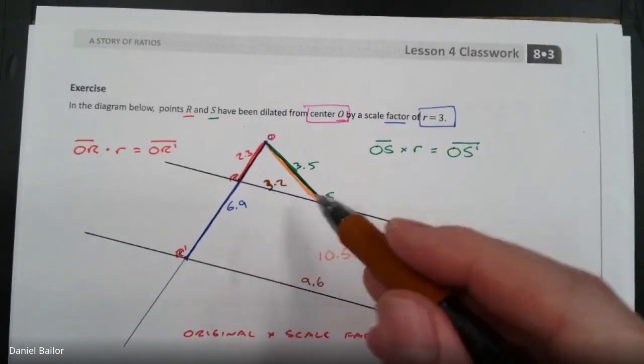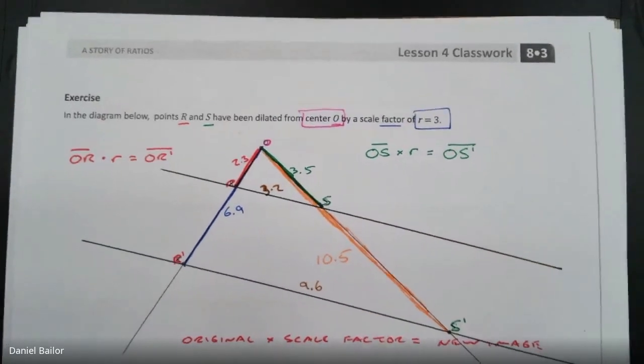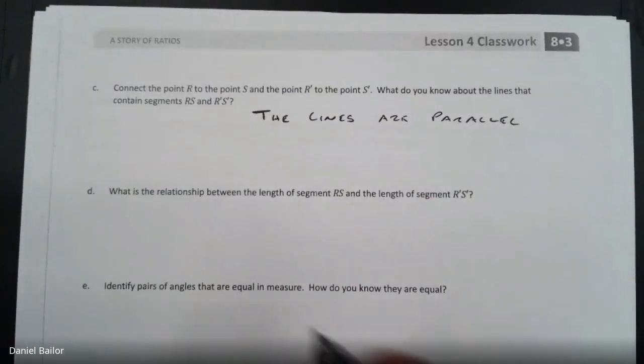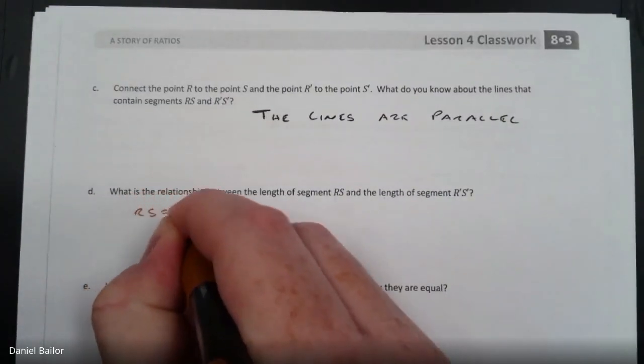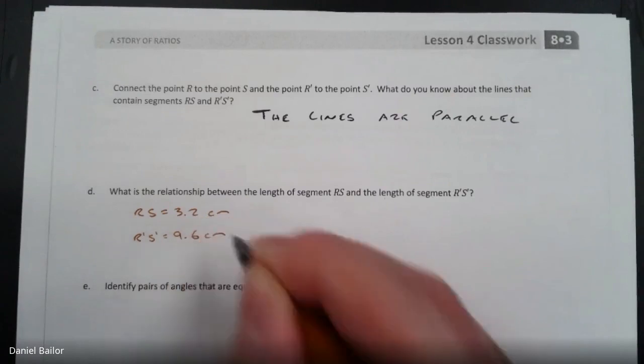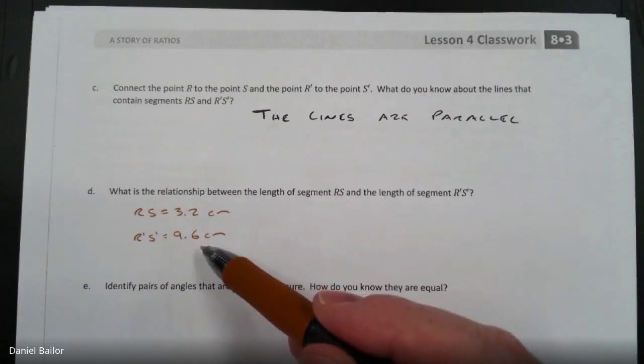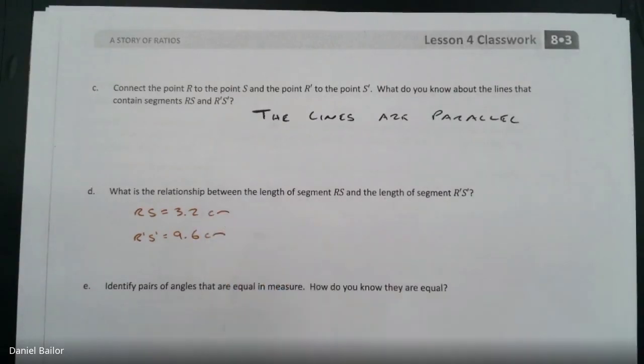So RS is 3.2. R prime S prime is 9.6. Let's write that down for part D. RS equals 3.2 centimeters. R prime S prime equals 9.6 centimeters. What do you notice about that? What is the relationship? I'll give you a little bit of a hint. You should have known this was 9.6 after we found the 3.2. Why should you have known that? What is the connection between 3.2 and 9.6?